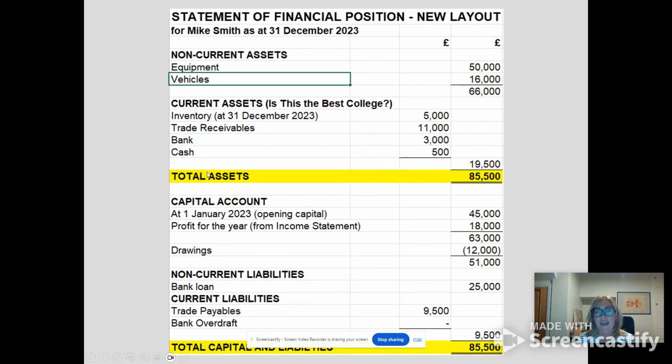So we've proved that assets are the same as capital plus liability. So the assets are debit balances, capital and liabilities are credit balances, one minus the other comes down to zero, which is as it should be.